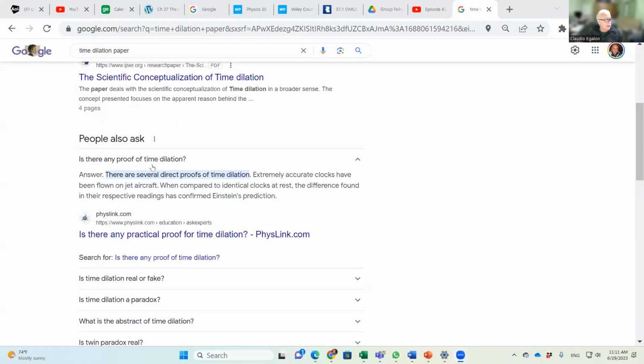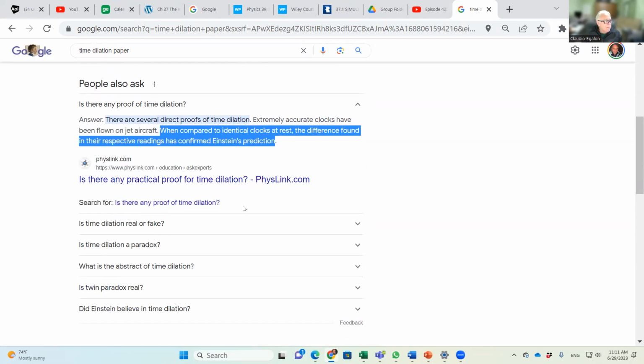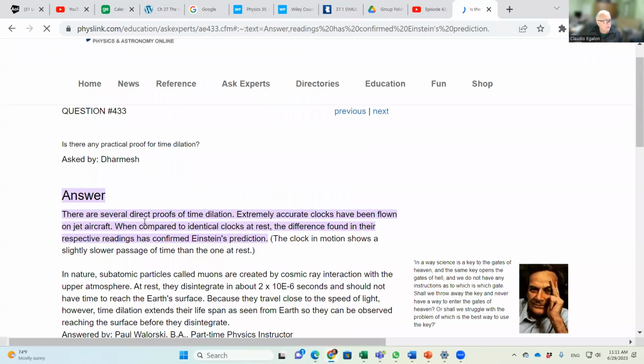Okay, is there any proof of time dilation? There are several direct proofs of time dilation. Extremely accurate clocks have been flown in jet aircraft. When compared to identical clocks at rest, the difference found in their respective readings has confirmed Einstein's prediction. There are even papers published about this experiment. Let's take a look.